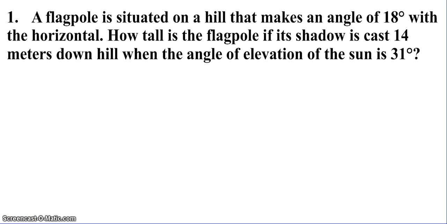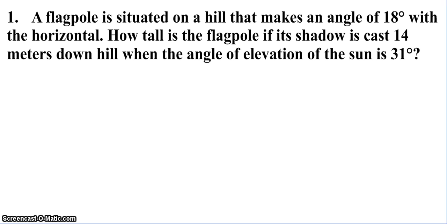Alright, now we're going to do some application problems. A flagpole is situated on a hill that makes an angle of 18 degrees with the horizontal. How tall is the flagpole if its shadow is cast 14 meters downhill when the angle of elevation of the sun is 31 degrees? Alright, the most difficult thing about these is drawing the picture.